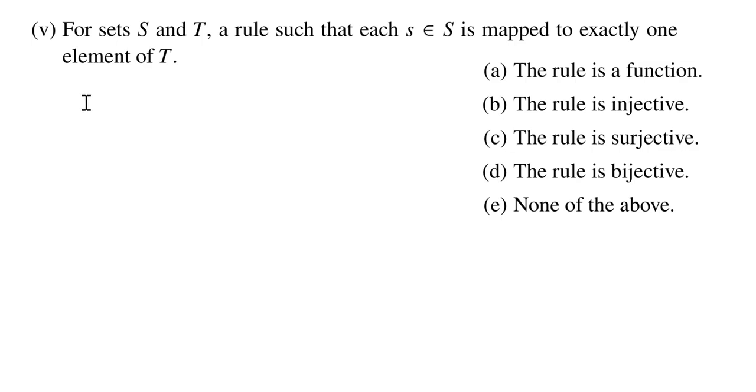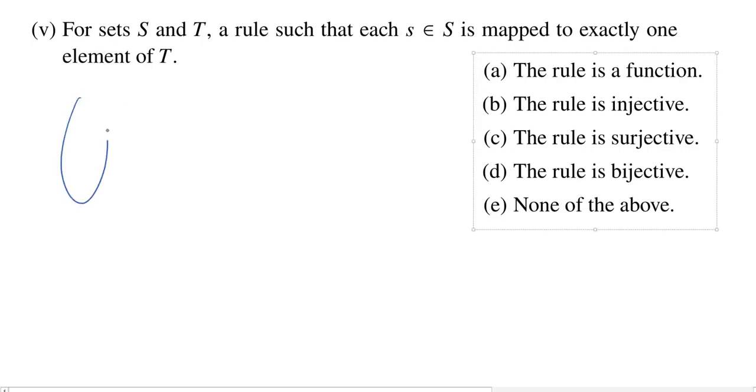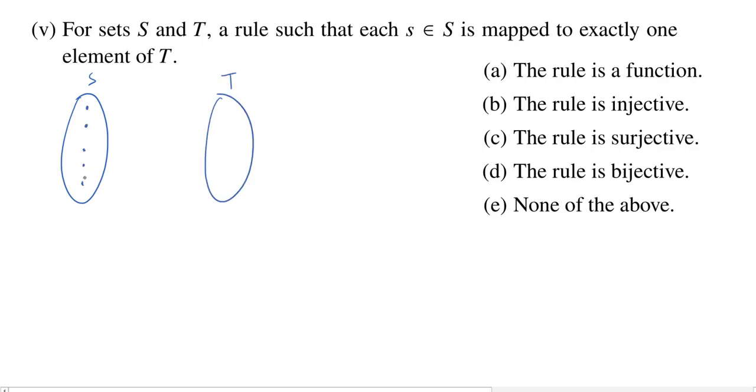So if you draw this diagrammatically, we have our S and we have our T. This says for each dot, each element in S, it is mapped to something, and it's mapped to exactly one element. So there's one arrow coming out of each dot. And this is exactly what our definition of a function is. So absolutely, this rule is a function.